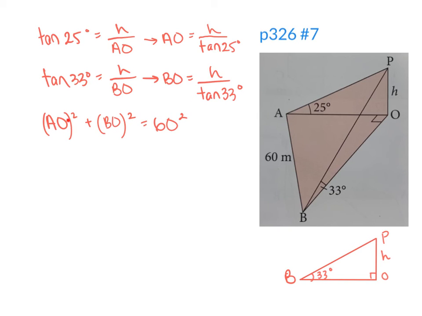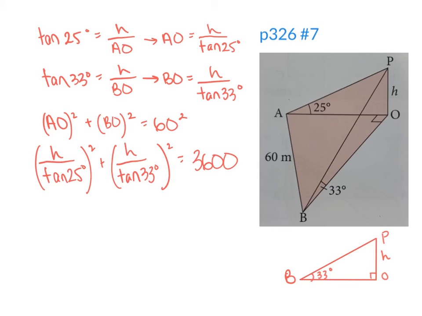I'm now going to do some substitutions because I still have two variables in this equation. However, remember I'm looking for H. So I'm going to replace AO with the equation that I came up with up here. AO is equal to H over the tan of 25, so I'm going to replace AO with H over the tan of 25. Similarly, BO is equal to H over the tan of 33 degrees, so I'm going to replace BO with H over the tan of 33 degrees. So here I've done the substitution. Now this is not a pretty equation, but it is an equation that only has one variable. So I now can absolutely solve for H.